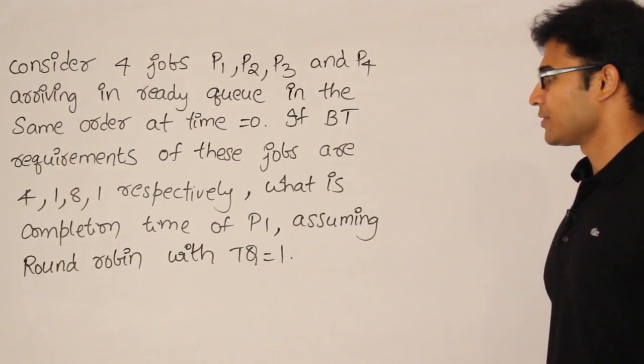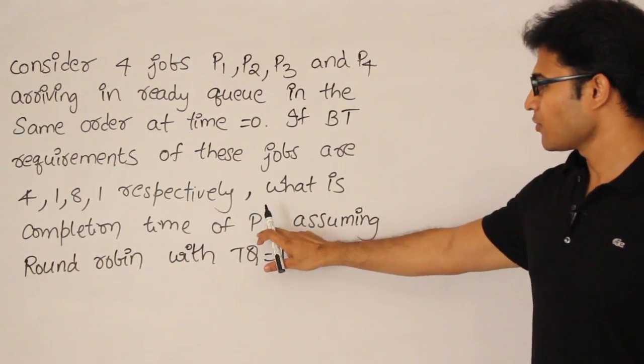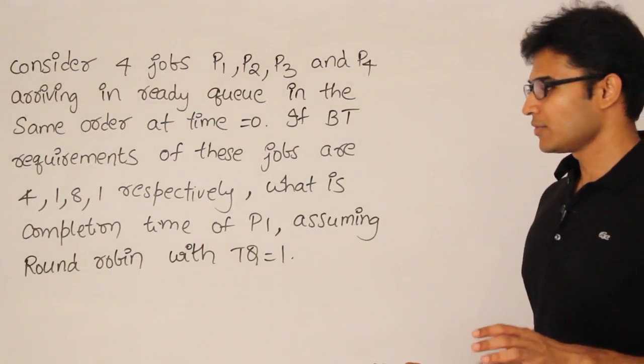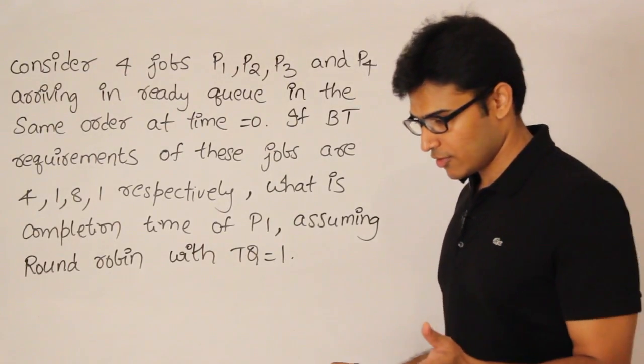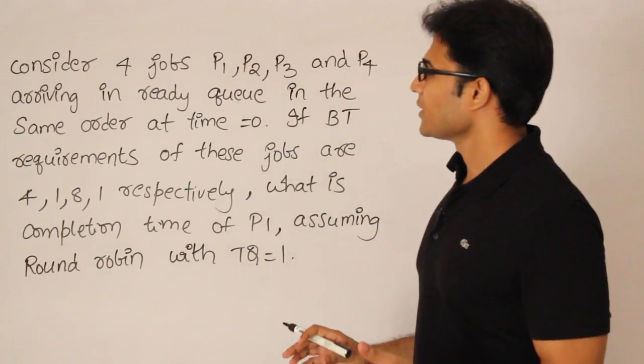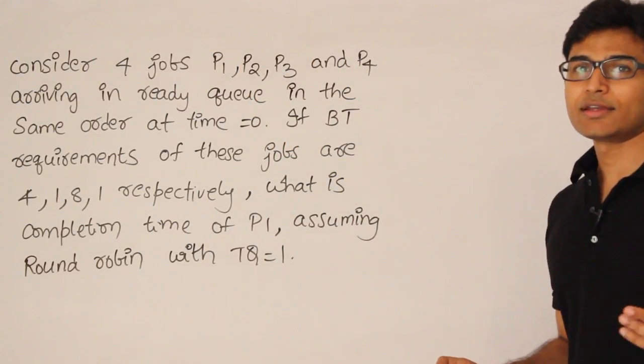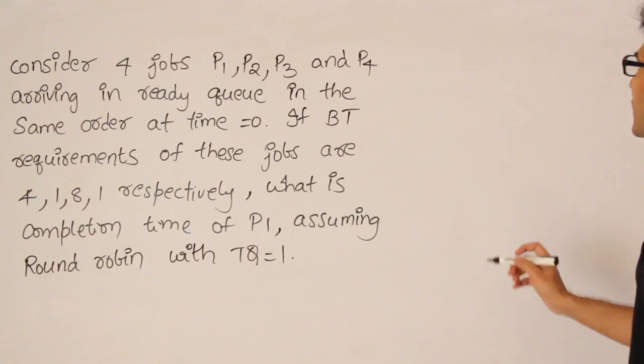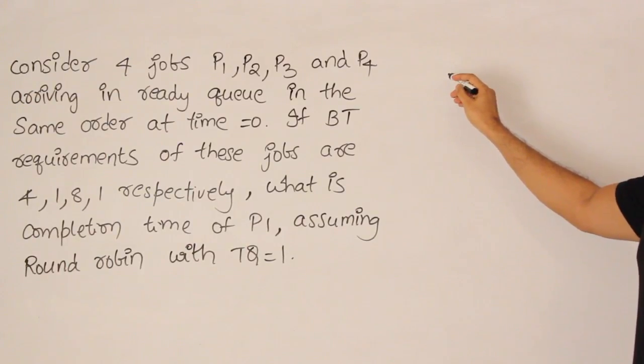If these are the burst times, then what is the completion time of P1 assuming round robin with time quantum equal to 1? So now if I apply round robin with time quantum equal to 1 for these 4 jobs, they're asking what is the completion time for P1. Let's just see this.